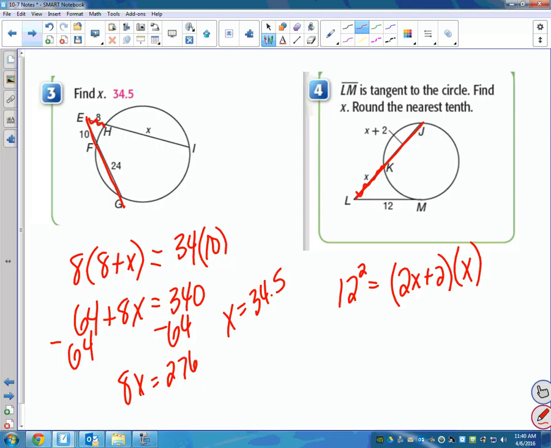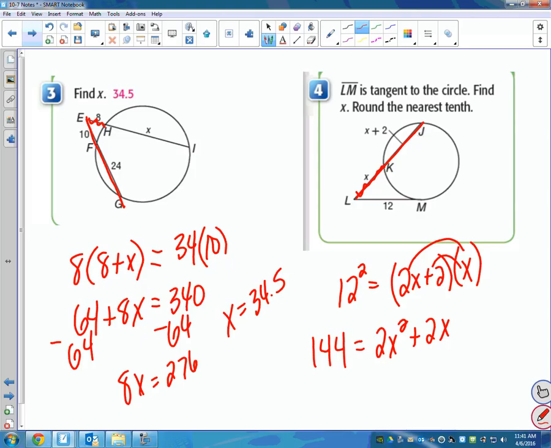So here's where the algebra part comes in. We're going to have an x squared in here now that doesn't cancel out with the other side. So that makes a quadratic equation. So I'm going to have 144 equals 2x squared plus 2x. When you just have an x squared and no x, you can just isolate it and take the square root of both sides. When you just have an x and not an x squared, we just get x by itself like we've been doing for years.